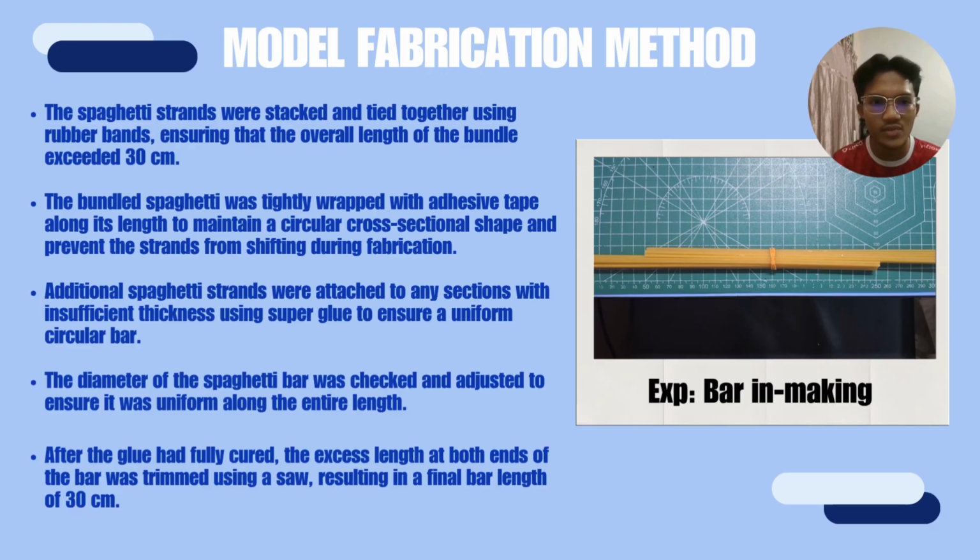The spaghetti strands were stacked and tied together using rubber bands, ensuring that the overall length of the bundle exceeded 30 centimeter. The bundled spaghetti was tightly wrapped with adhesive tape along its length to maintain a circular cross-sectional shape and prevent the strand from shifting during fabrication. Additional spaghetti strands were attached to any section with insufficient thickness using superglue to ensure a uniform circular bar.